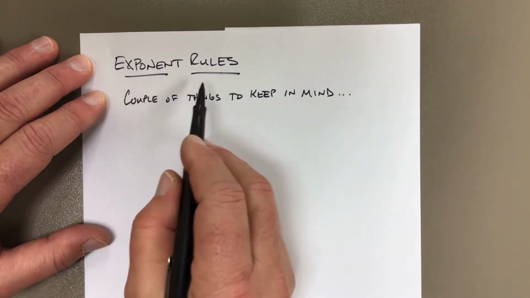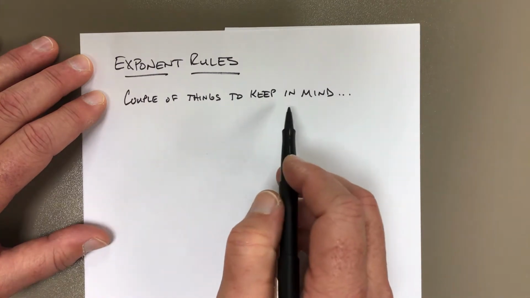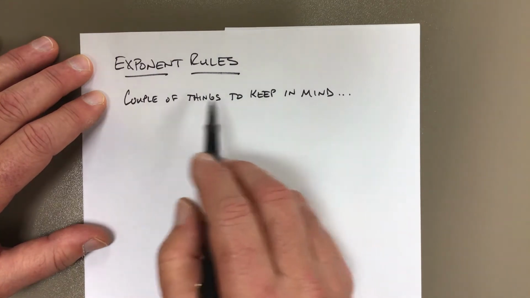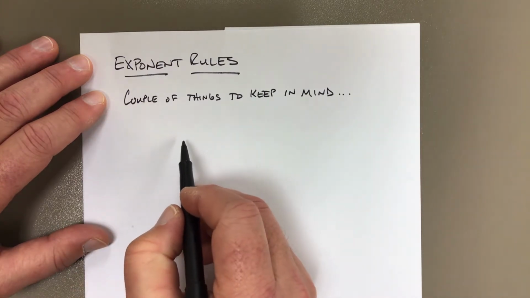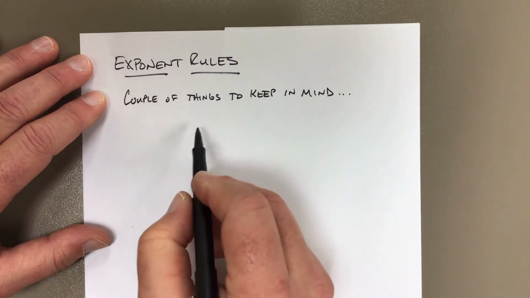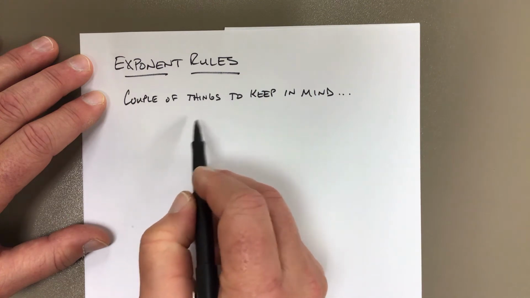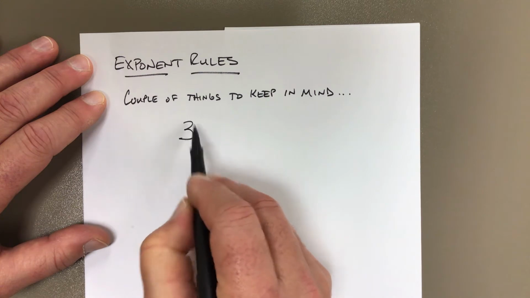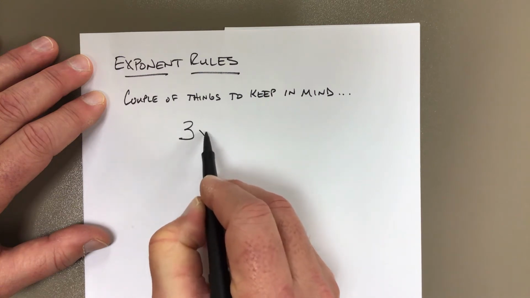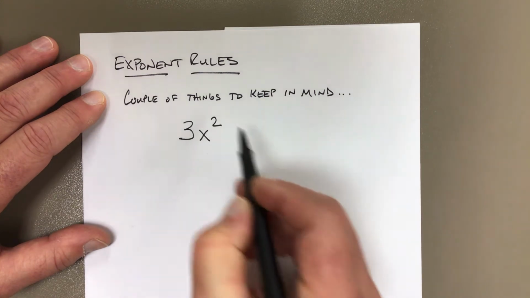Today we're going to talk about exponent rules. There's a couple things that we need to keep in mind when we're talking about exponent rules. Most of it's going to deal with vocabulary, all right? So there's three different parts that we look at. We have a coefficient, we have a variable, and we have an exponent.